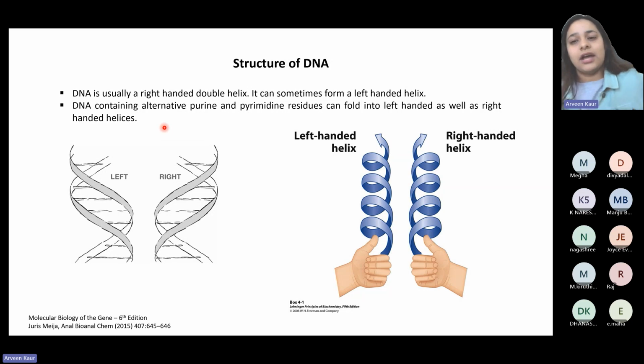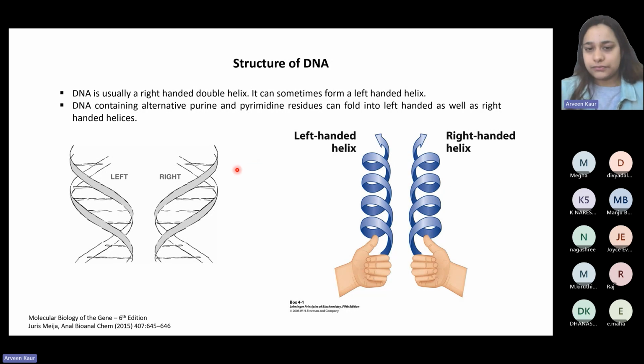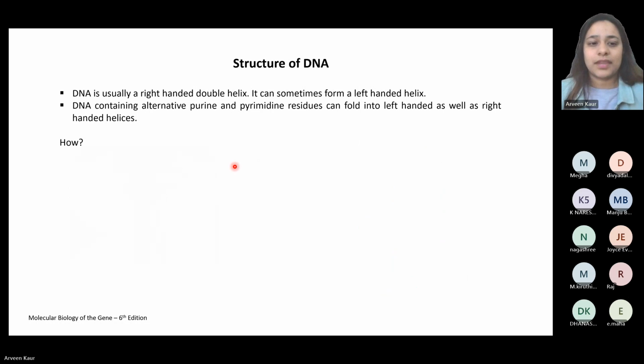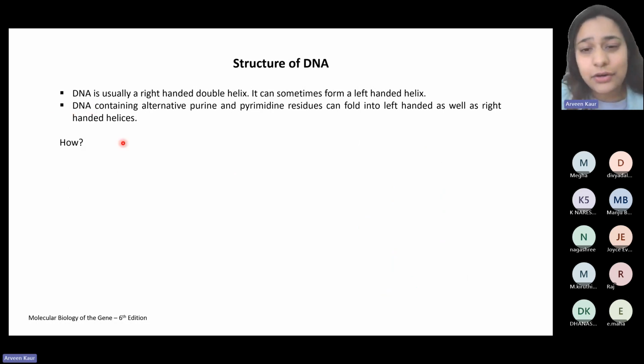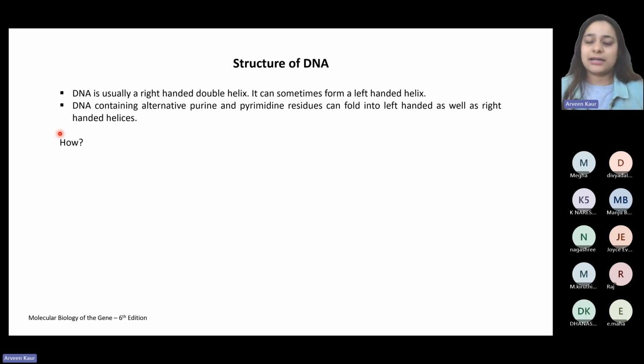I'm sure you have gone through these different types of DNA structures. The most commonly found one is B. Then sometimes A kind of DNA is also found, and sometimes Z kind of DNA is also found. I'm sure you have gone through the table that represents how they are different from one another. This is one of the differences. So why or how can this happen, that sometimes DNA forms a right-handed helix and sometimes a left-handed helix? How does this phenomenon happen?